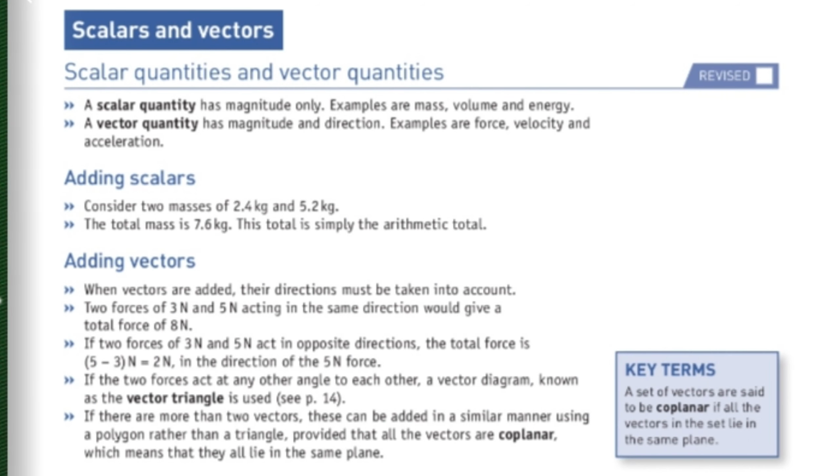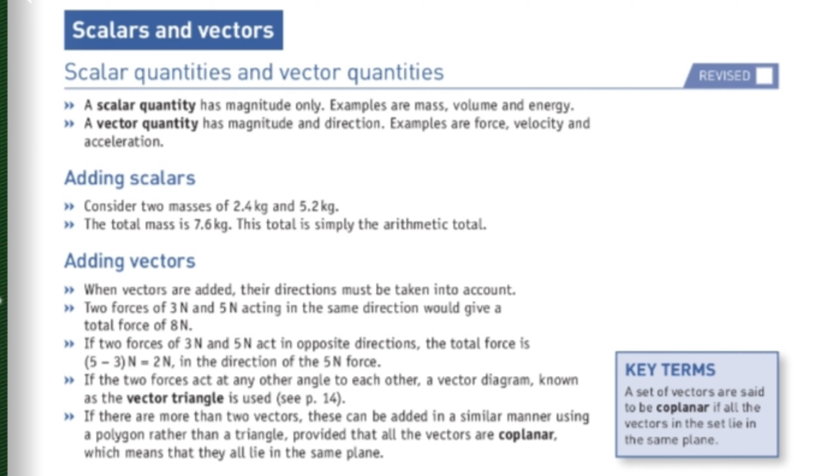Scalars and vectors. Scalar quantities and vector quantities. A scalar quantity has a magnitude only. Examples are mass, volume, and energy. A vector quantity has magnitude and direction. Examples are force, velocity, and acceleration.